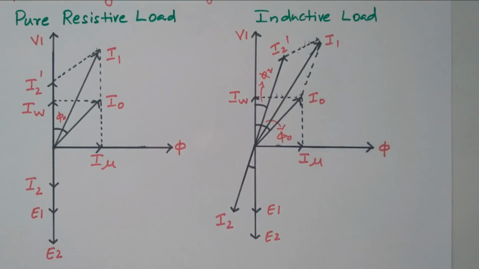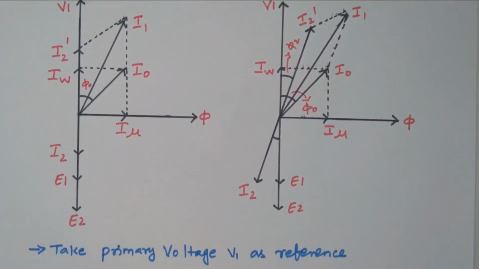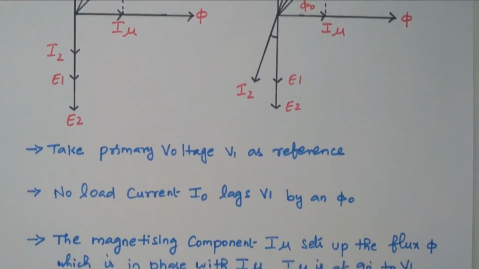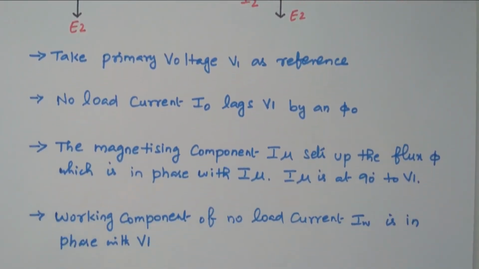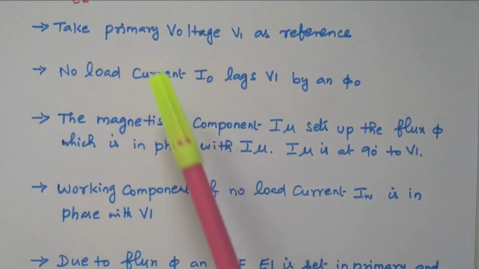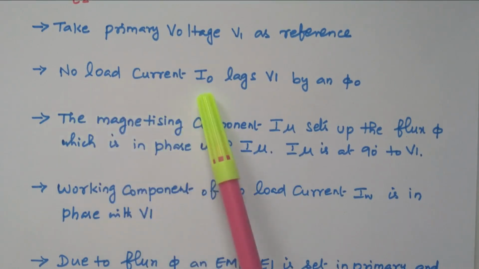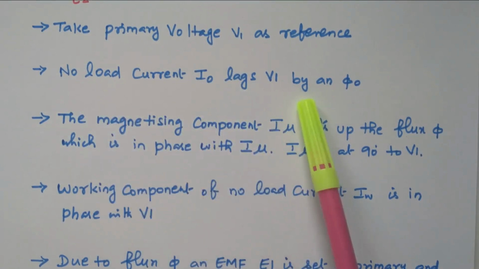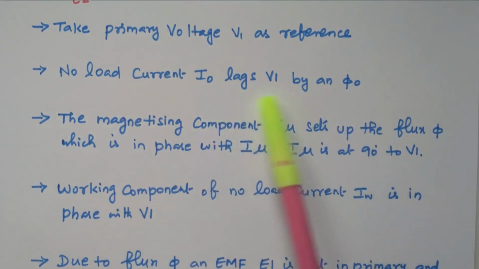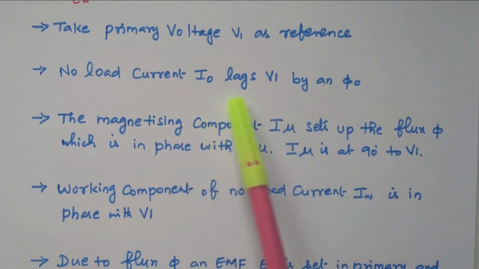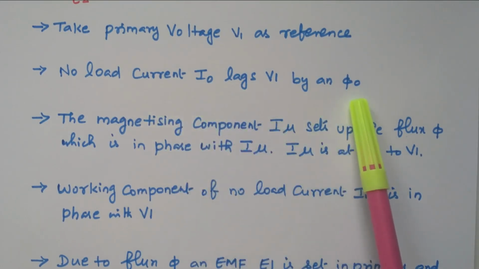The capacitive load we will see later. Now we will go to the description. We will take the primary voltage as reference. No-load current I0 lags V1 by an angle phi naught. So there is a lagging of I0 behind V1 by this phi naught.